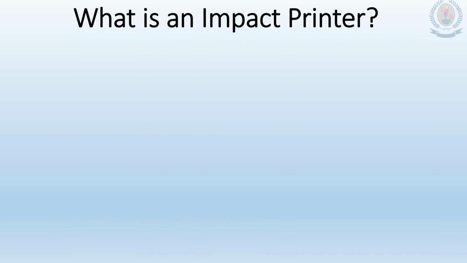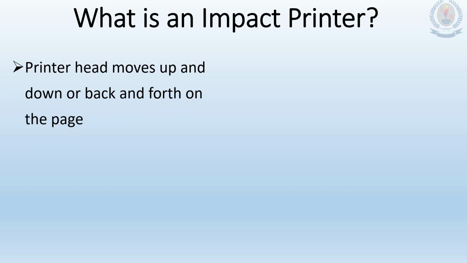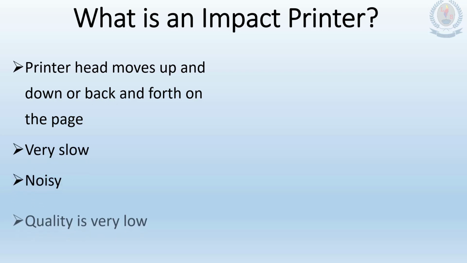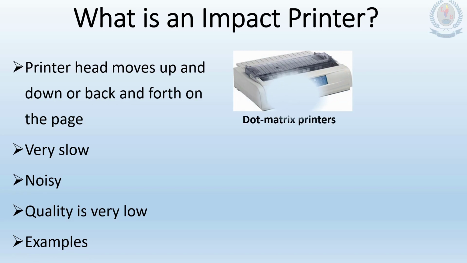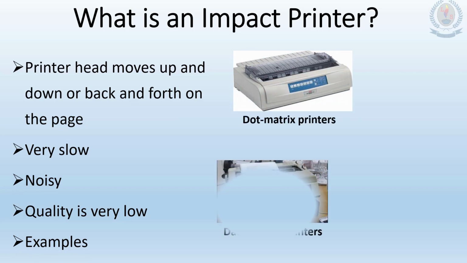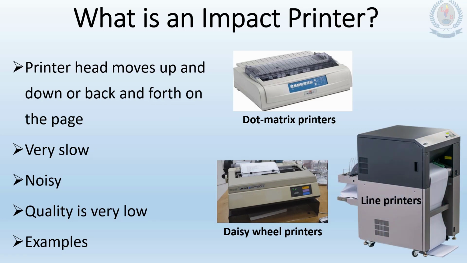So let's see what an impact printer is. Here a printer head moves up and down or back and forth on the page, and it is very slow, the noise is very high, and the quality is very low. So we cannot get a good quality printout using impact printers. Examples of impact printers are dot matrix printers, daisy wheel printers and line printers.